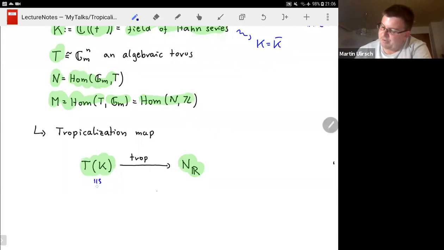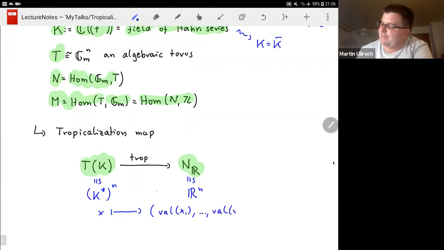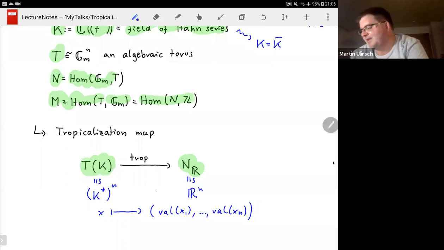So in other words, what should you think of this? Well, if you choose a basis of the lattice, this is nothing but K star to the n, and on this side, this is nothing but R to the n. And the map is the one that takes x and sends it to the coordinate-wise evaluation. And for all people who are in Ravi's class on toric things, you can also just write down how to do this without choosing coordinates. But in principle, that's exactly what is going to happen.